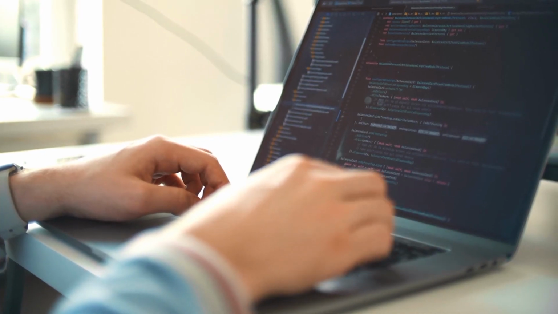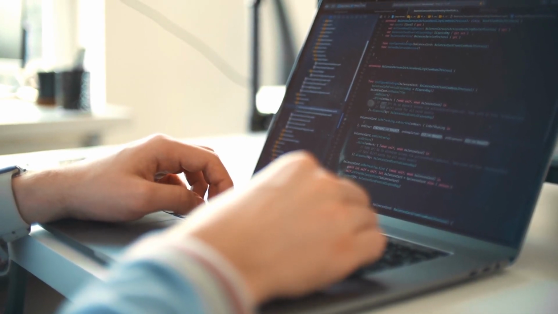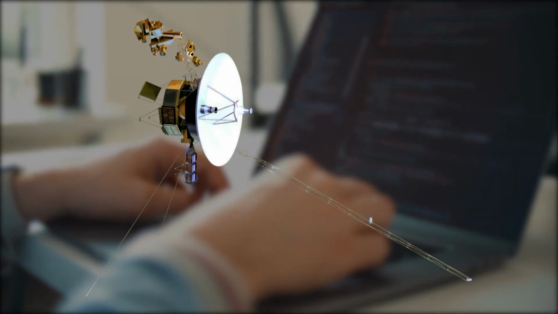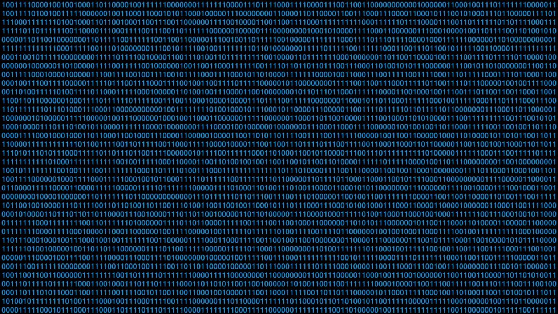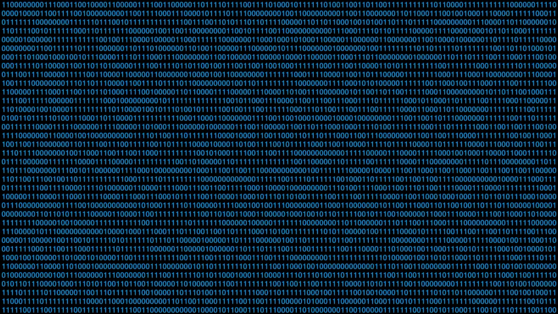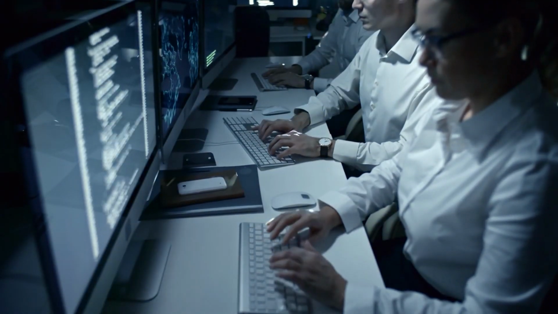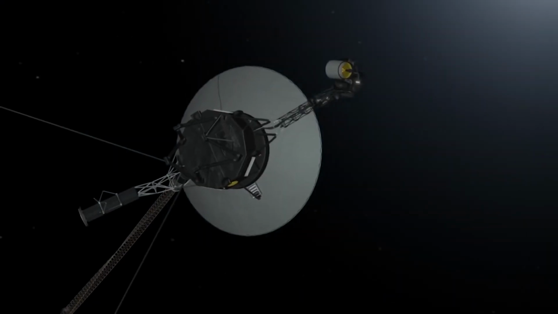Humans require a more advanced programming language than just ones and zeros to write code for Voyager. This is because coding in binary, ones and zeros, is impractical for complex programs. Instead, programmers use higher-level languages to create the instructions that Voyager's computers can understand.